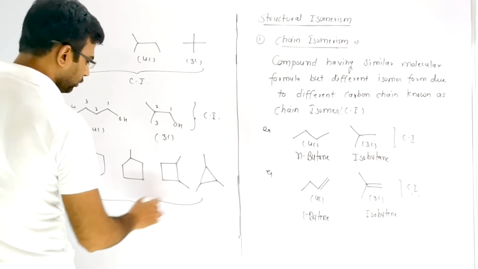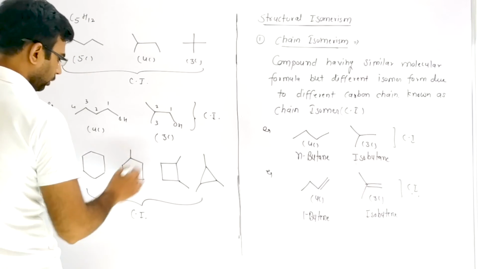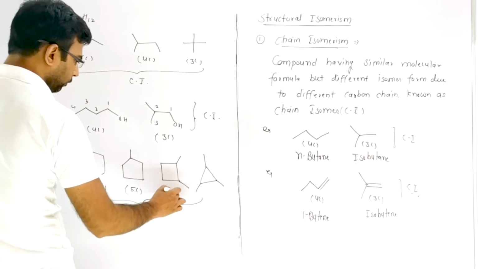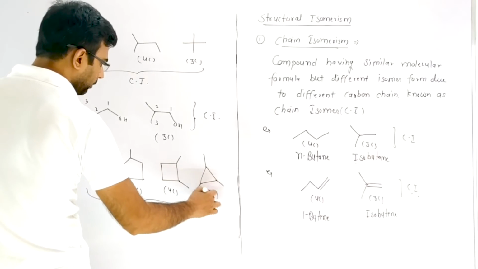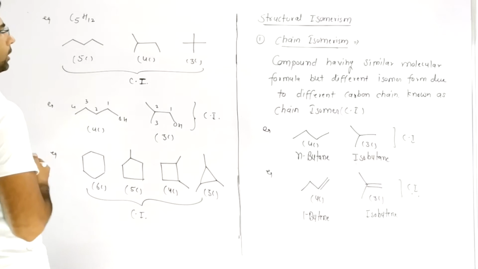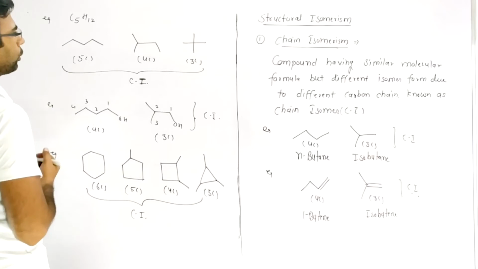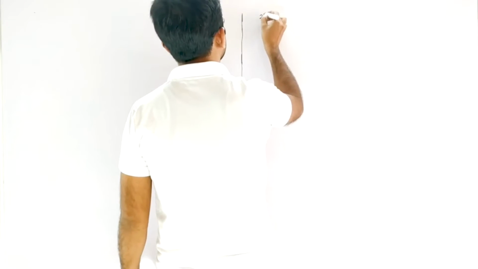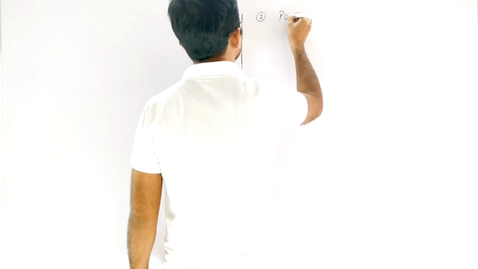These are chain isomers of one another because one has a 6 carbon chain, one has a 5 carbon chain, one has a 4 carbon chain, one has a 3 carbon chain. So these all are examples of chain isomers because these compounds have similar molecular formula but different selected carbon chains. Next, second we discuss position isomerism.